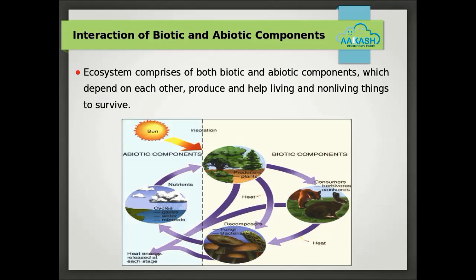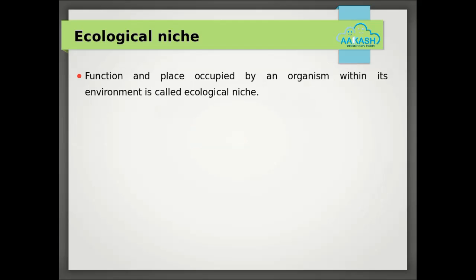Interaction between biotic and abiotic components. An ecosystem comprises both biotic and abiotic components. All living things depend on abiotic factors for their survival. Both biotic and abiotic components influence each other and are linked by nutrient cycles and energy flows. The diagram shows how biotic and abiotic components are linked with each other.